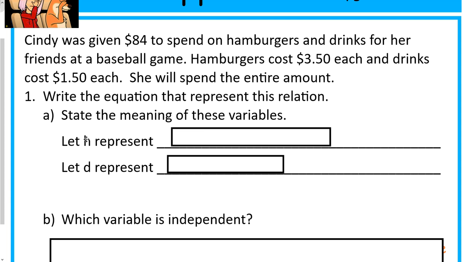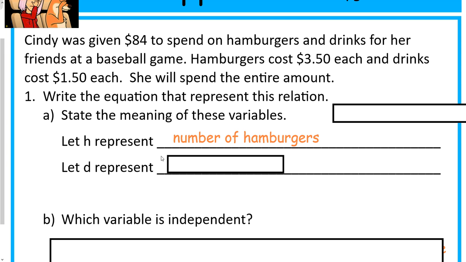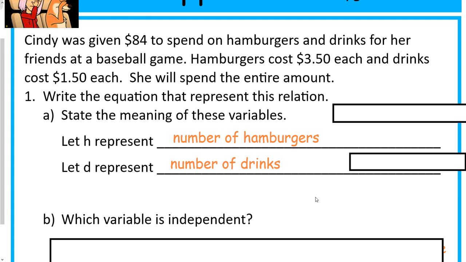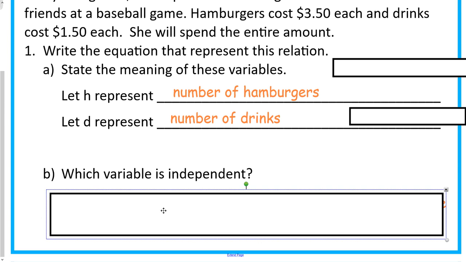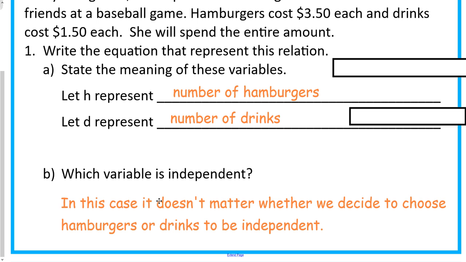So I'm going to pick H for the number of hamburgers, and I'm going to pick D for the number of drinks. Which variable is independent? So which of these depends on the other? Does the number of hamburgers depend on the number of drinks, or does the number of drinks depend on the number of hamburgers? Well, both answers are correct, right? In this case, it doesn't matter which is the independent and which is the dependent variable.